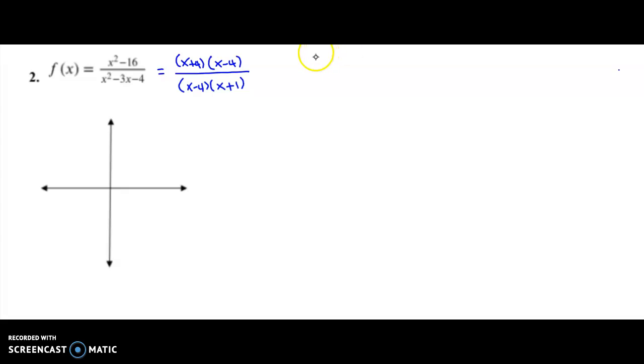Now you'll notice that you have common factors to cancel out. x minus 4 cancels out up here and down here. So what you're left with is x plus 4 over x plus 1. This is your simplified version of the original function.